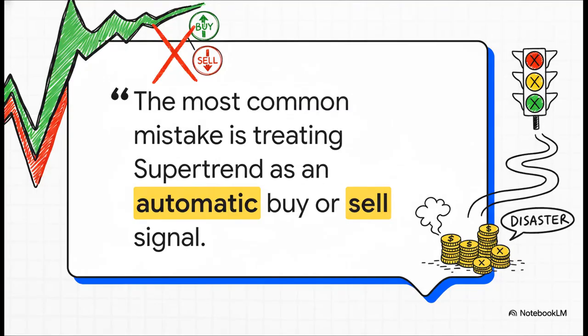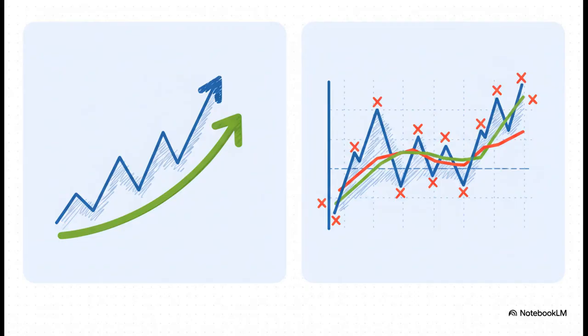Listen up, because this is crucial. The number one mistake people make is treating the Supertrend like it's a traffic light. Green means go, red means stop. No, a color flip is not an automatic push-the-button-now signal to buy or sell. If you use it that way, you're pretty much setting yourself up for failure. It's a recipe for disaster. I get why it's tempting.